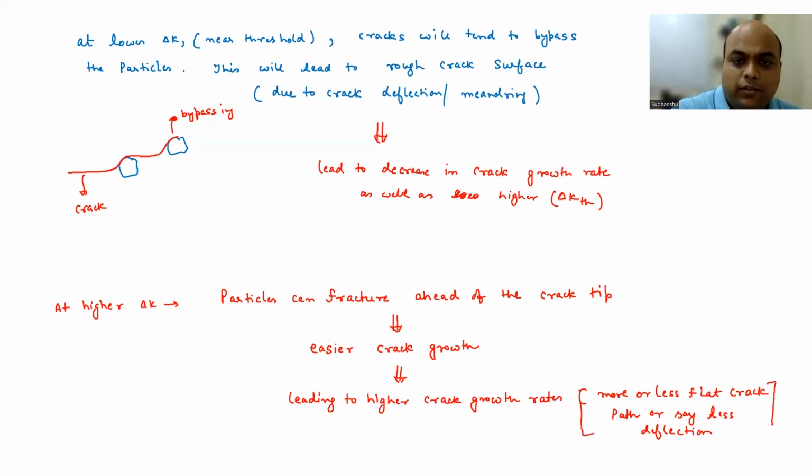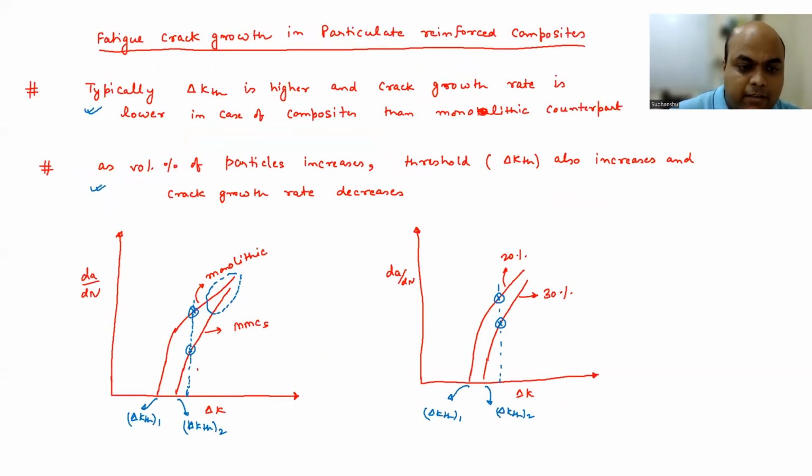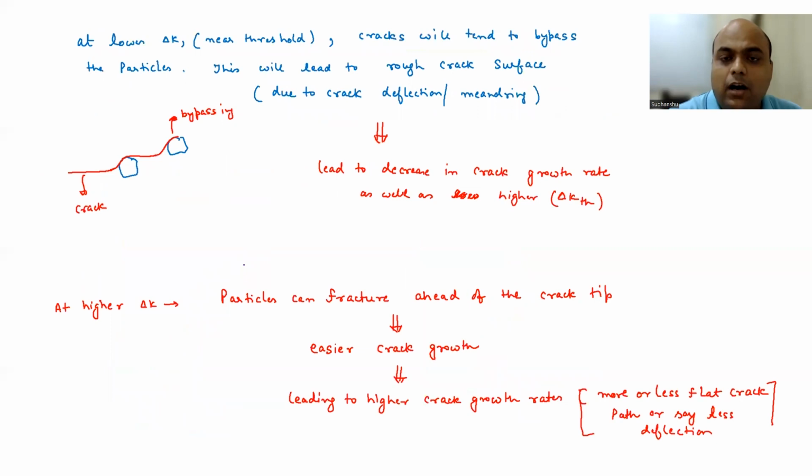Okay. So here at low delta K, right? You observe crack deflection. At higher delta K in this regime, you are going to observe, say, particle fracture. So if crack growth rate increases, it can go to near monolithic material or monolithic alloy. Okay. Now let's understand how it is going to behave at different R ratio.